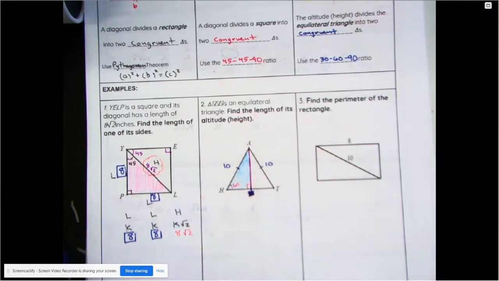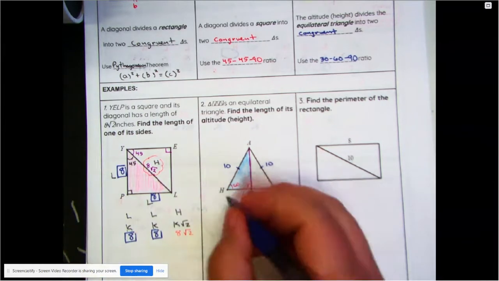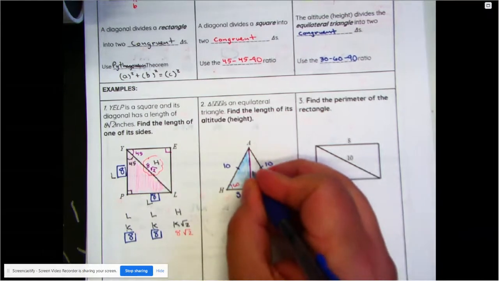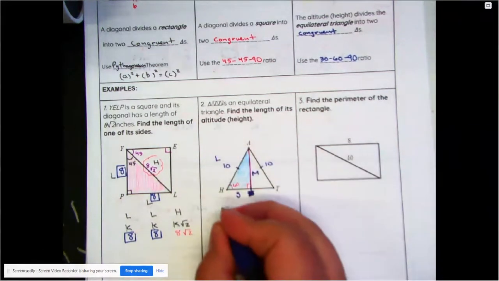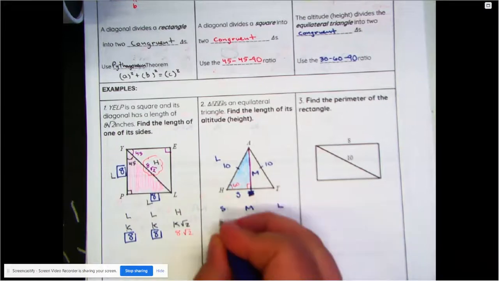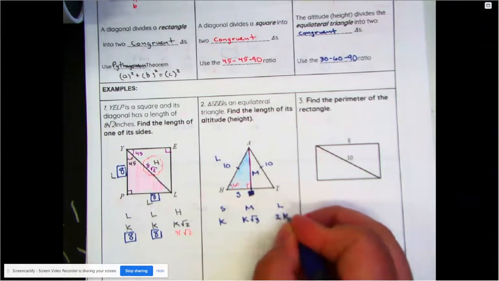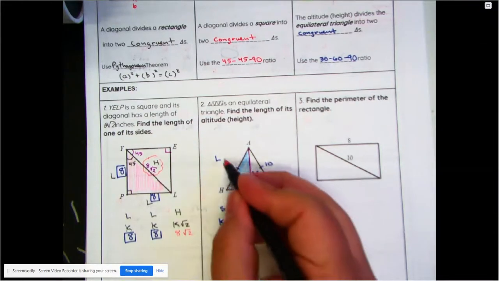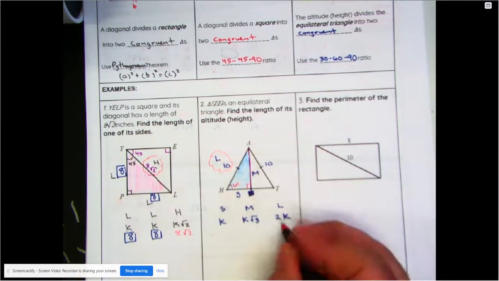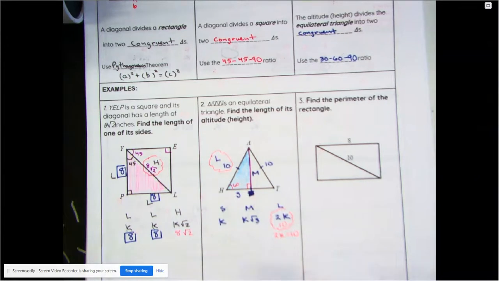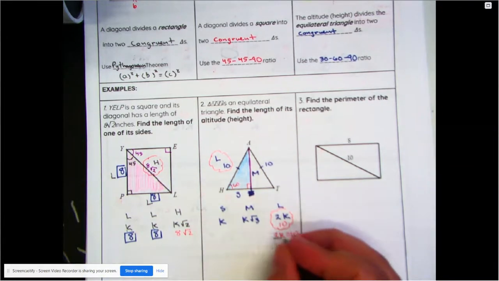So here we go. Small, medium, large. Small. Medium is what I'm looking for. Large. S, M, L: K, K radical 3, and 2K. And if you notice, the only number that I was given was that large. So I'll make them equal to each other. So 2K is equal to 10. Divide by 2, and K is officially 5.